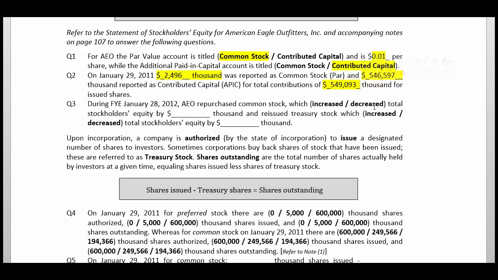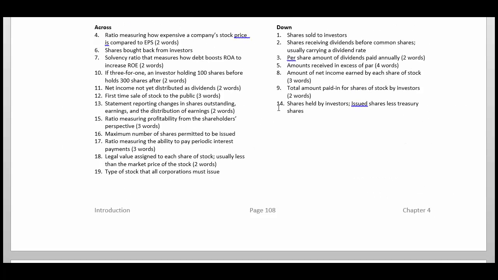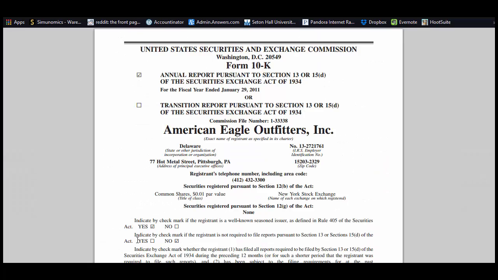Now, AEO purchased common stock in the following year, it says. So, repurchases of common stock: if the company issued common stock, in other words, sold stock, that would increase common stockholders' equity. But if it bought back common stock, that's called treasury stock, then that would decrease stockholders' equity. And the amount of stock that it repurchased in 2012, see here, now I got the wrong one.